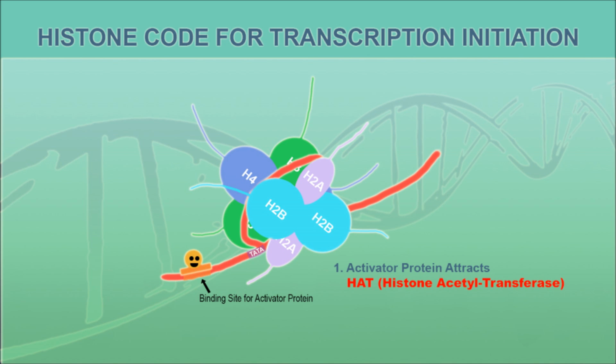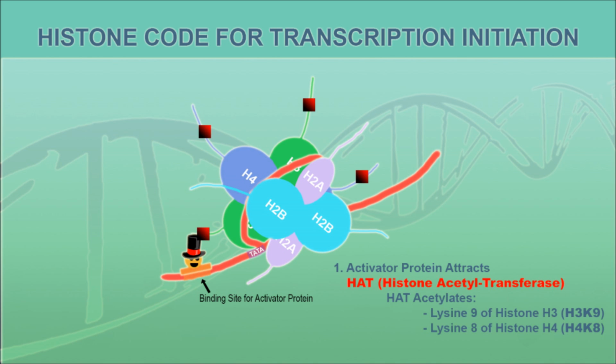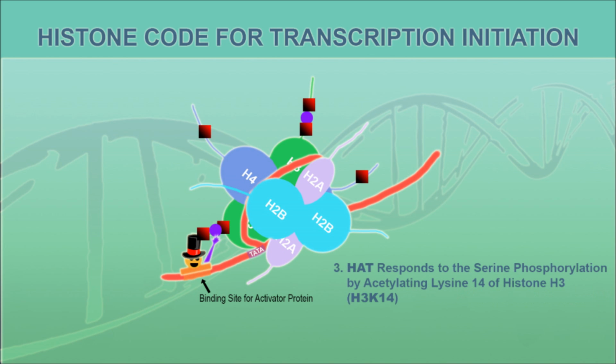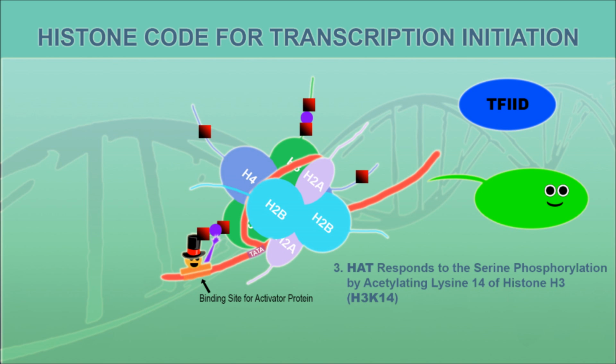To start the process, an activator protein attracts HAT, histone acetyl-transferase. HAT acetylates lysine 9 of histone H3 and lysine 8 of histone H4. Next, the activator protein attracts a histone kinase, which phosphorylates serine 10 of histone H3. Lastly, the acetyl-transferase responds to the serine phosphorylation by acetylating lysine 14 of histone H3. This completed histone code allows for the binding of TF2D and a chromatin remodeling complex to the histone tails and initiates transcription.